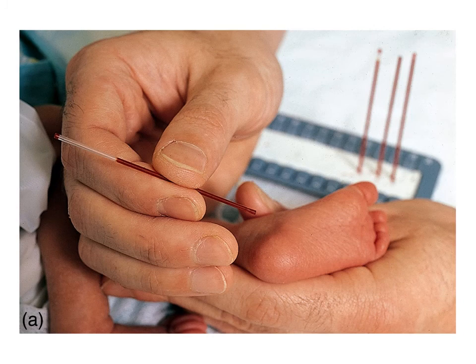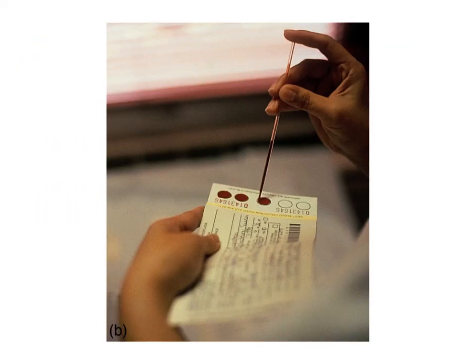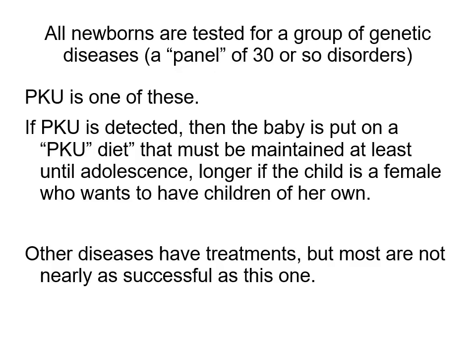Here's a picture of the baby having the heel prick. The blood is taken out of the heel, and then it's spotted on a card and sent away to the diagnostic testing lab, which looks for excess metabolites or any other sorts of issues, including high phenylalanine. So if PKU is detected, the child must be put on a PKU diet that must be maintained at least until adolescence and preferably throughout life. Now this is a tough one on the family.